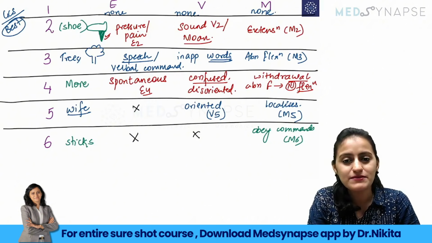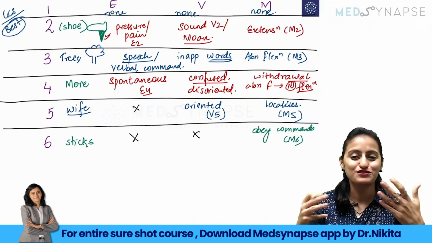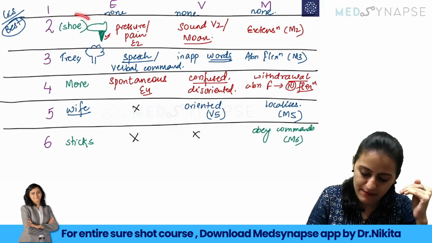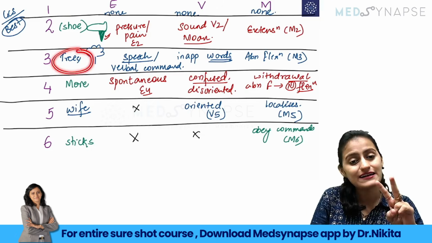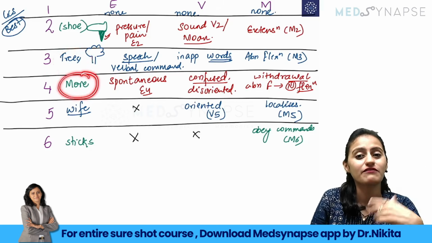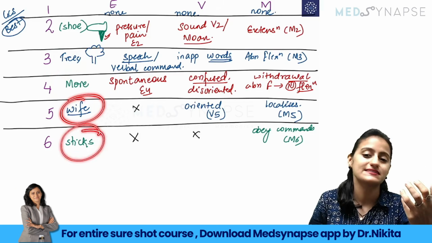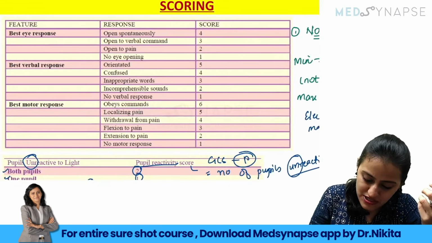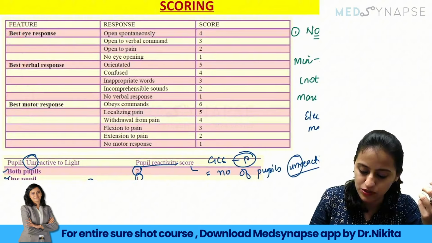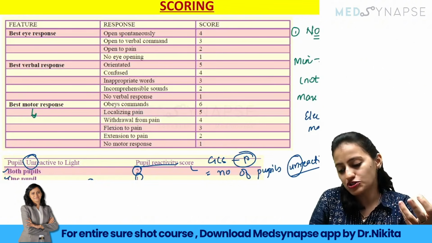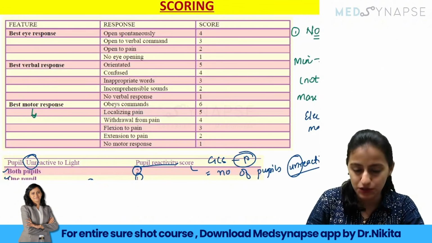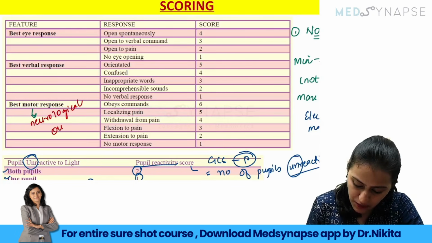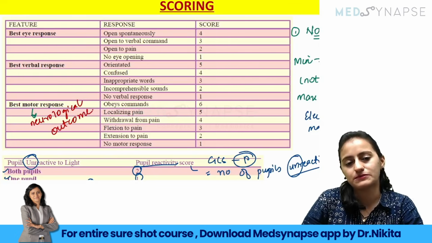So remember that this is the story of the GCS which completes from 1 is none, 2 is basically rhyming with shoe, and under the tree, 3 is tree, 4 love grows more, 5 is the wife, and 6 is the sticks. Okay, so if you look at the table here, we are looking at the best eye response, best verbal, and best motor response. If there's a question which of these correlates well with the neurological outcome, it is the motor response which is the most important for the neurological outcome.